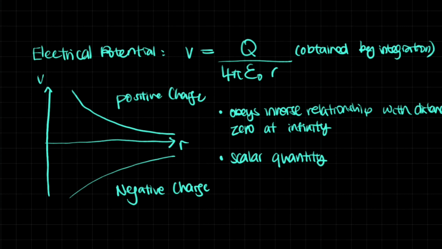For electrical potential, we have V, that is the representation, it's measured in volts, and is defined as the charge that is creating the field divided by the constant 4 pi epsilon, and also divided by the separation. And this is also obtained by integration of the Coulomb's law equation. So it also obeys an inverse relationship with distance, and it is 0 at infinity, and it is a scalar quantity. And electrical potential also has a very similar graph. This is a positive charge, negative potential, positive potential.